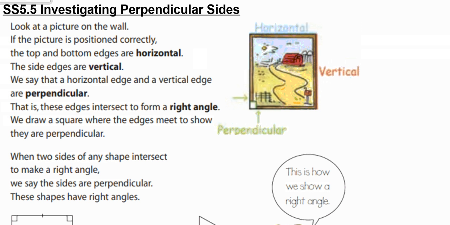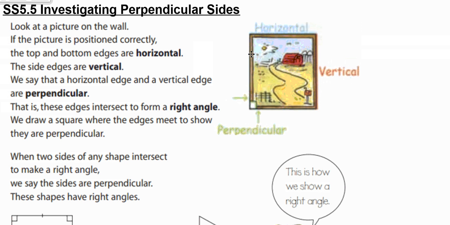In this lesson, we will be investigating perpendicular sides. If we look at the picture on the side here, we can describe the sides using a few different words. So this line here and this line here are horizontal. So that describes the direction that they move. I like to think of horizontal as going the same way as the horizon, which would be the line that you see if you look outside where the land meets the sky.